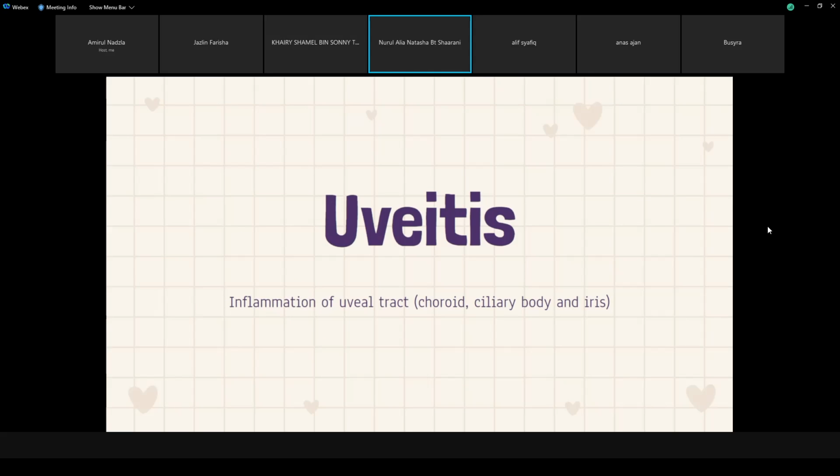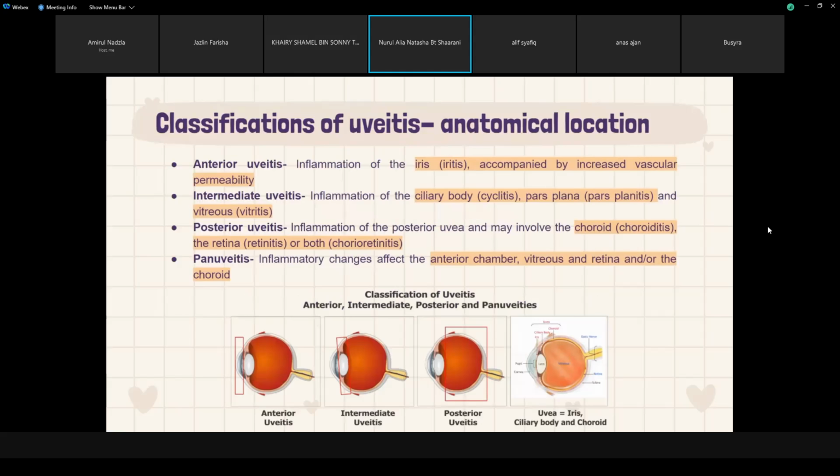So moving on to the next part, which is uveitis. Uveitis, as the name suggests, is inflammation of the uveal tract, which includes the choroid, ciliary body, and also iris. It is divided into four types based on the anatomical location. The first one is anterior uveitis, which is the inflammation of the iris, accompanied by increased vascular permeability. As you can see in the first picture, at the bottom left of the picture, which indicates the anterior uveitis, it only involves part of the iris.